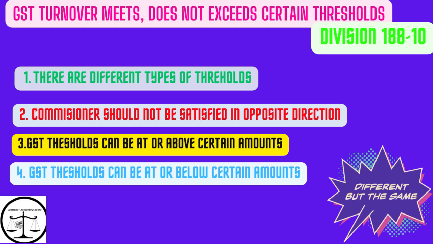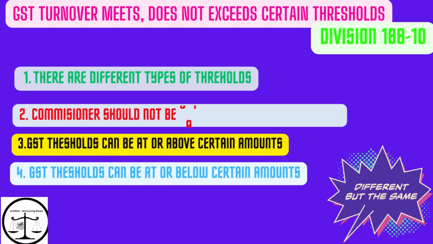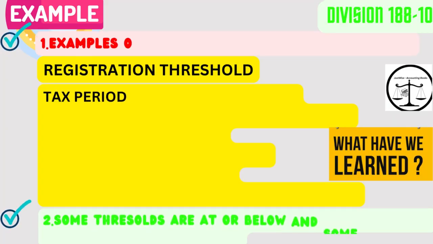There are also GST turnover thresholds which are at or below certain amounts. It is very similar to what we discussed before. As we discussed in previous sections, all the GST turnover thresholds are different. Some are at or above a certain GST amount, and some are at or below certain GST amounts. These are some examples of different turnover thresholds: annual threshold, cash accounting turnover threshold, electronic lodgement threshold, installment turnover threshold, registration turnover threshold, and tax period turnover threshold.